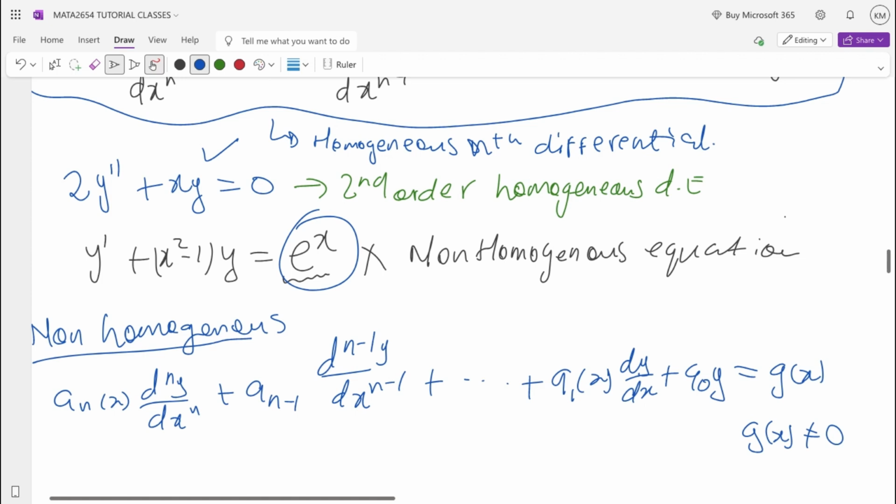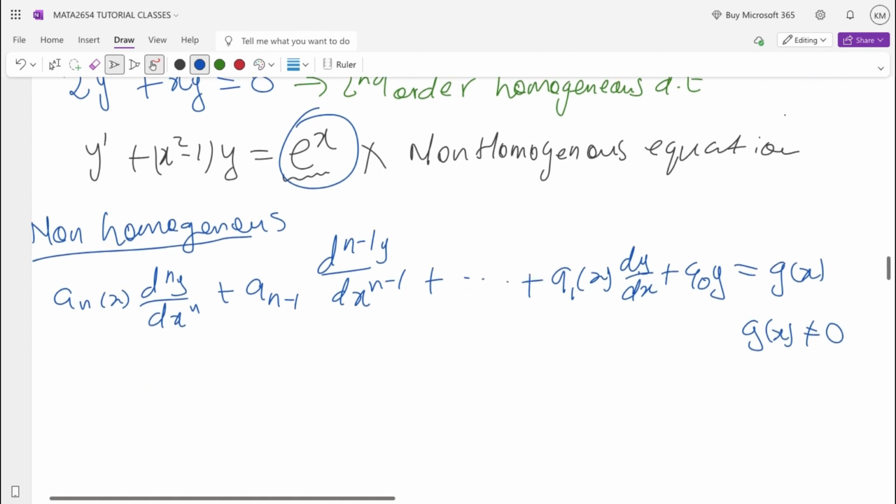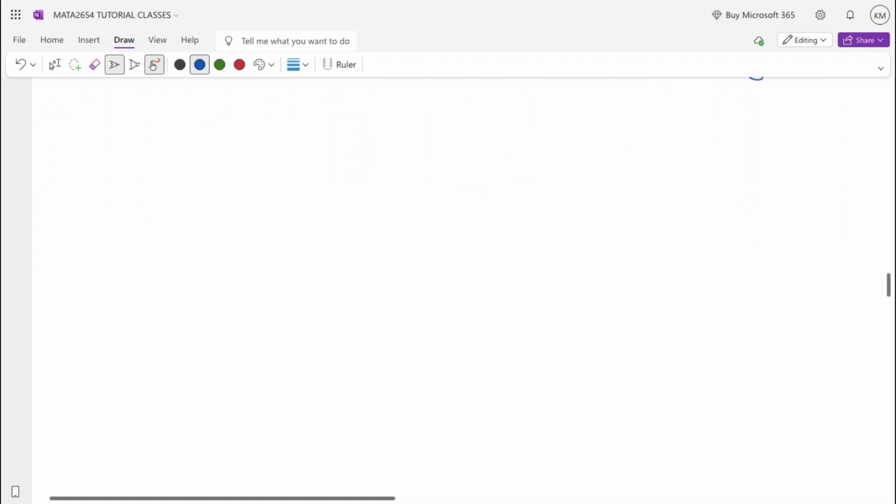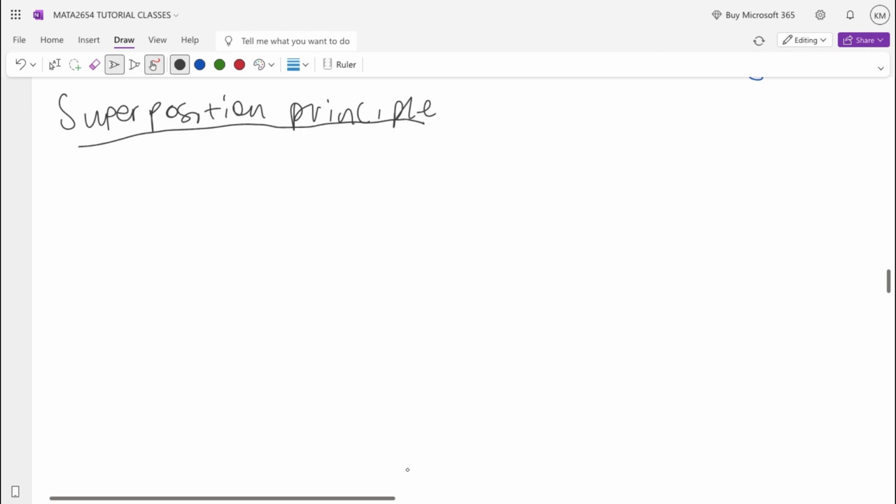Okay, that's great. So now let's move on and think of a few things. After all, at the end of the day we will solve them. Let's suppose now we have a homogeneous equation that possesses more than one solution. If it possesses more than one solution, then there is a principle called the superposition principle.